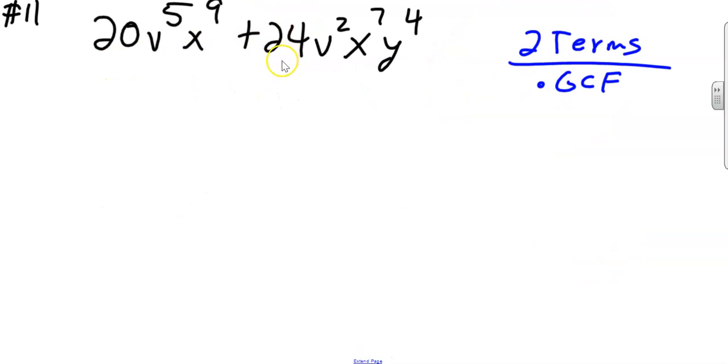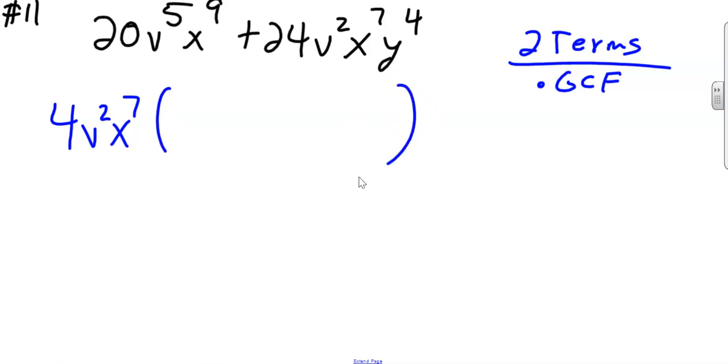20 and 24, you can divide them both by 4. And if they have the same variables, which they have here, they both have v's, you can take the smaller amount of v's out, so that's a v squared. This one has an x to the ninth, this one has an x to the seventh, so we can take out 7 of the x's. This one has a y, this one doesn't, so that's as far as the greatest common factor can go there.